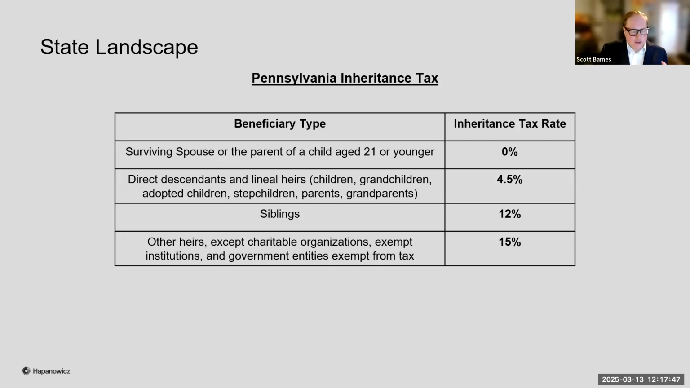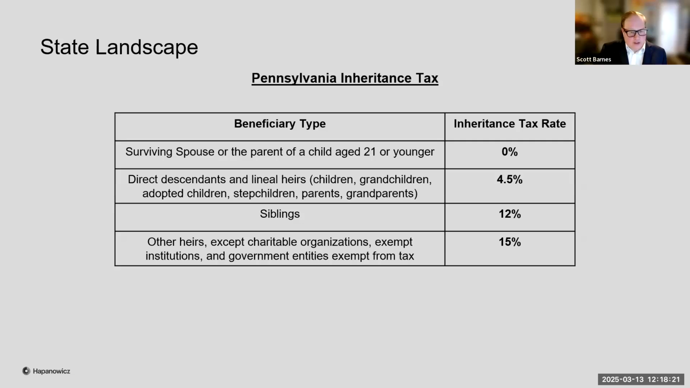If you plan on leaving your assets in Pennsylvania to your children or grandchildren, they will owe 4.5% of the amount they receive. For siblings, that amount increases to 12%. And for any other individual, such as a niece, a nephew, an aunt, uncle, or even a friend, they'll be assessed a 15% inheritance tax on what they receive. With limited exceptions, you can expect to pay inheritance tax on cash, securities, IRAs, 401ks, real estate, revocable trusts, annuities, business interests, and other assets.